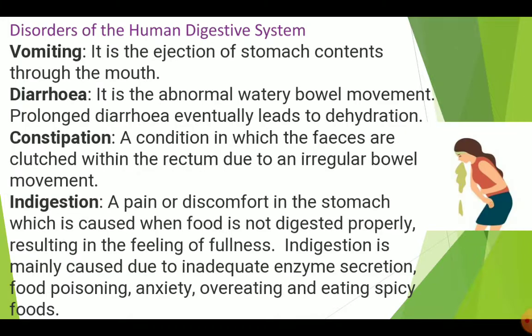Disorders of the human digestive system. Vomiting. It is the ejection of stomach contents through the mouth, as you see in the picture. Diarrhea. It is the abnormal watery bowel movement. Prolonged diarrhea eventually leads to dehydration.